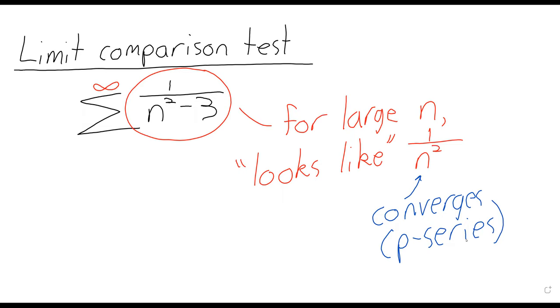The intuition we have is not that this thing I've circled is smaller than 1/n². Our intuition is that it's similar to 1/n². And being similar to a convergent series makes it convergent. The limit comparison test allows us to use that intuition. And this, by the way, was why we spent time talking about geometric series and p-series, so that we would have things to compare other series to.